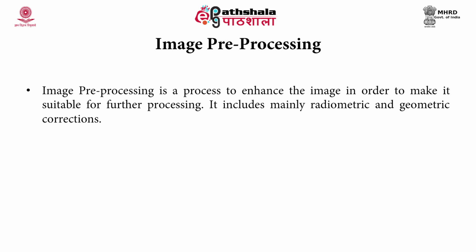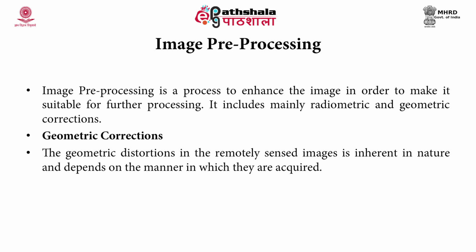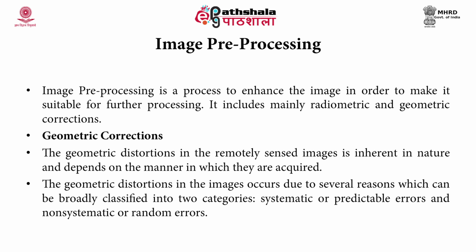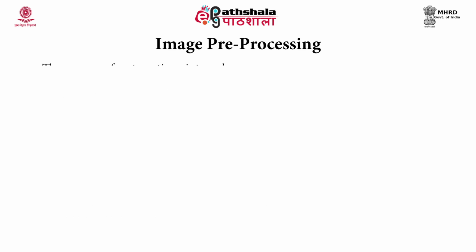Now, coming to image pre-processing, it is a process to enhance the image in order to make it suitable for further processing. It includes mainly radiometric and geometric correction. Let us talk about geometric correction first. The geometric distortions in remotely sensed images are inherent in nature and depend on the manner in which they are acquired. The geometric distortions in the images occur due to several reasons which can be broadly classified into 2 categories: systematic or predictable errors and non-systematic or random errors.